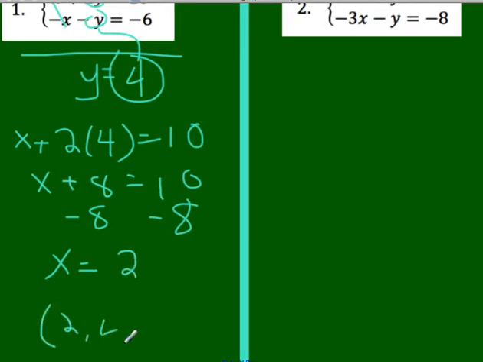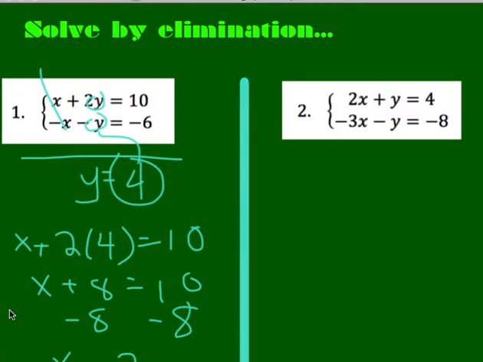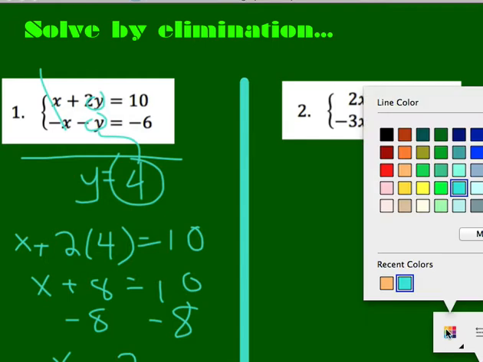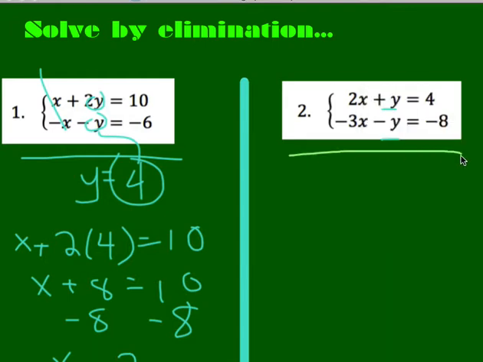I'm going to write that as a coordinate point, (x, y). Next, let's take a look at number 2. I notice that my y's have the same number with opposite signs, which means I can immediately add down the columns. So let's do that. I'm going to take 2x minus 3x, or 2 plus a negative 3x. That's going to give me a negative 8. 4 plus a negative 8 is going to give me negative 4.